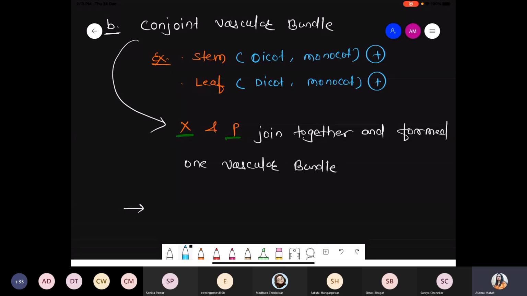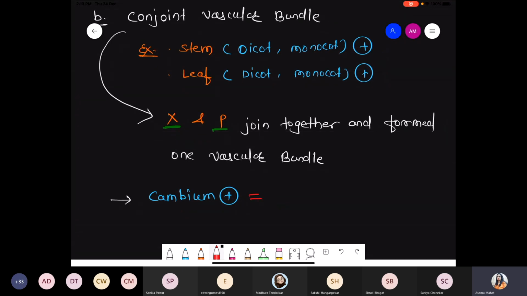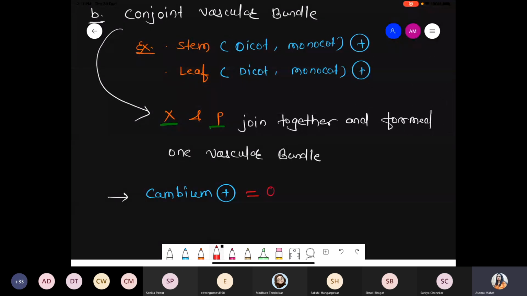Now, when we are talking about such a condition, we have to mention the cambium also, right? Suppose inside that vascular bundle, if cambium is present, cambium is basically one kind of meristematic tissue which can undergo further development. It can form a new xylem cell, it can form a new phloem cell. So if cambium is present, such type of vascular bundle is called an open vascular bundle.